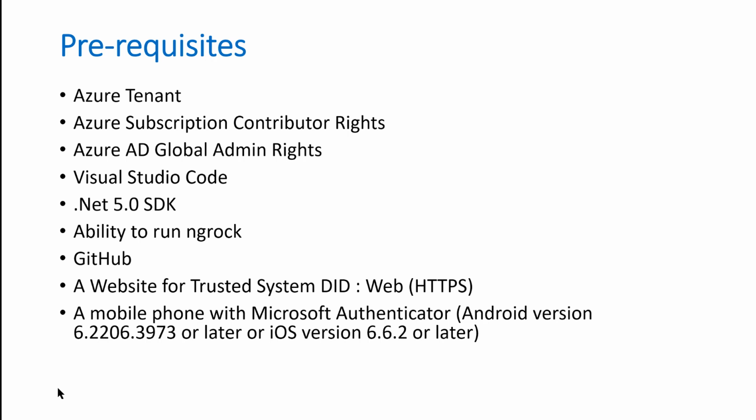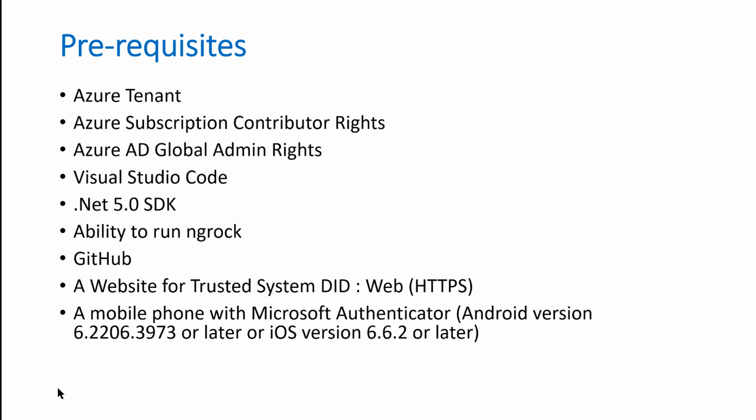Obviously, this is offered through Azure, so we need an Azure tenant. We need contributor rights in the subscription, because we need to use a key vault for keeping the keys when we create our tenant for the verified identity. It's a B2C kind of thing basically. We also need Azure AD global admin rights, because we need to register an application that will be leveraged.